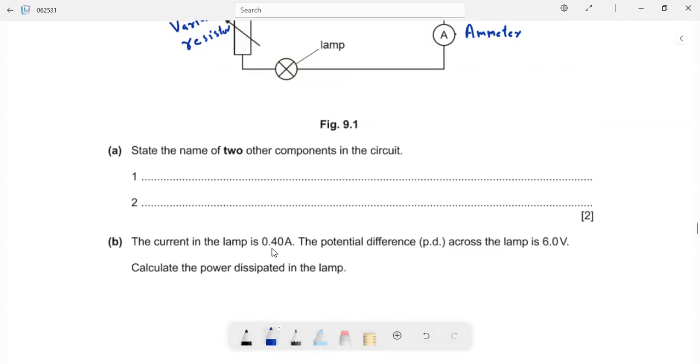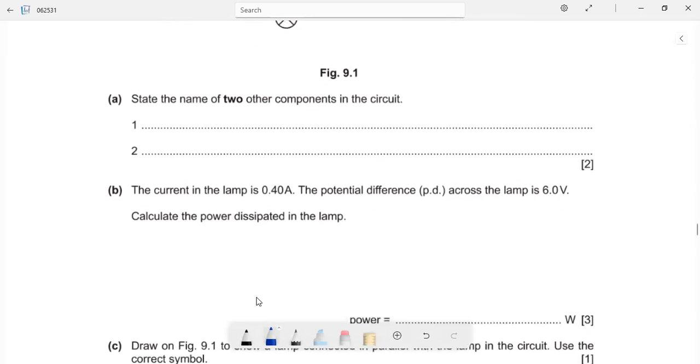Current in the lamp is 0.4 amps. The potential difference across the lamp is 6 volt. Calculate the power dissipation. So power is equal to I into V, current into voltage. Current is given, voltage is also given. So you can multiply it. 0.4 amps into 6 volt, that is equal to 2.4 watt.